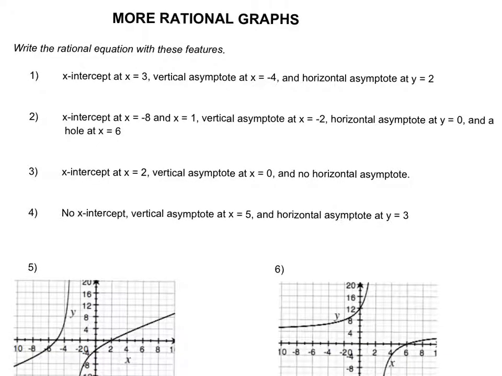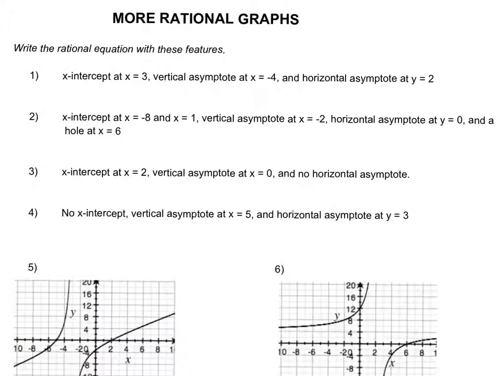This is select answers for SP53, number 2, 6, 8, and 13. In number 2, we're given information about x-intercepts, x equals -8, x equals 1, vertical asymptotes at x equals -2, horizontal asymptote at y equals 0, and a hole at 6.